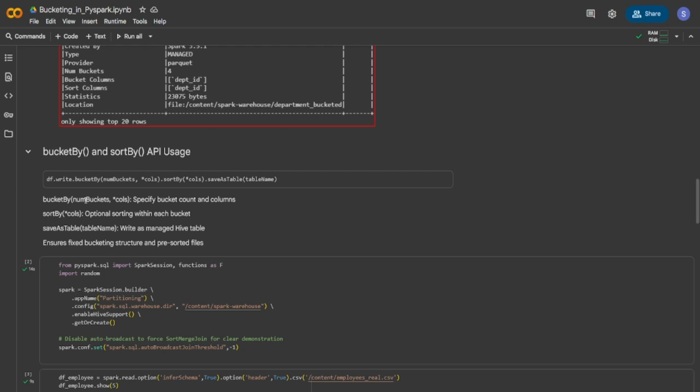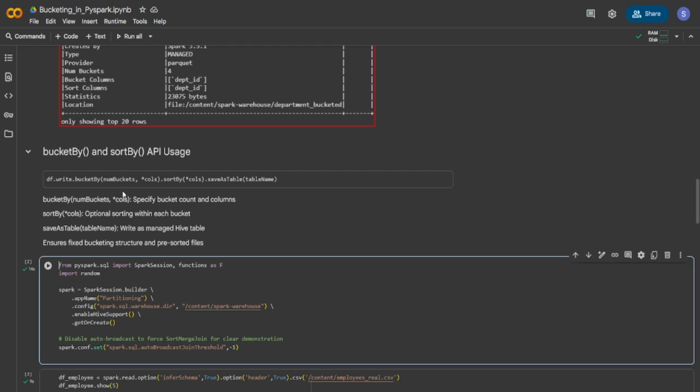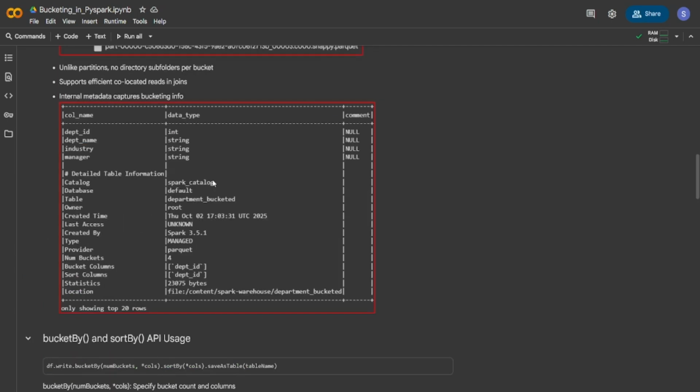This is used in the modulo operation. Calls is the bucketing column. The hash is calculated over the values in these columns. Save as table and passing the table name registers the table in the Hive metastore.